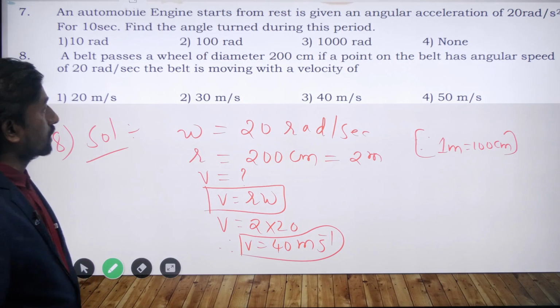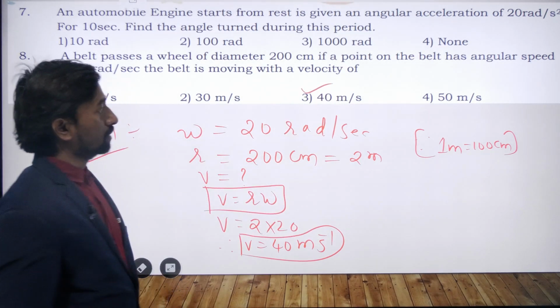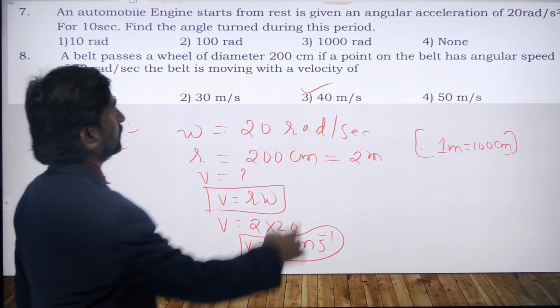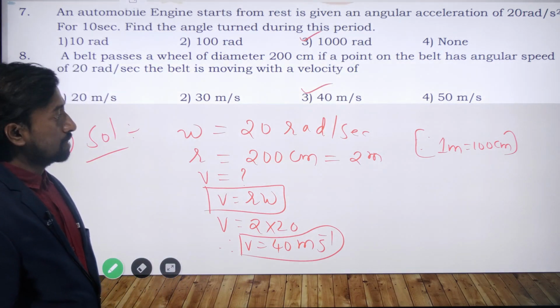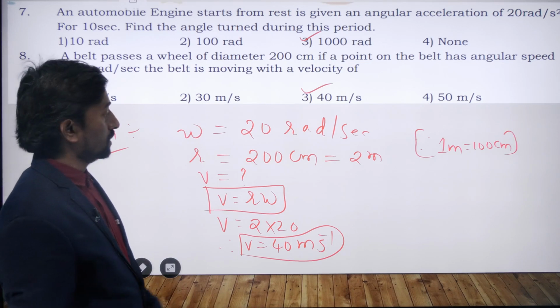40 meter per second. So what is the answer here now? This one will become the third one. It's clear, no? In the first one, what did we get as the answer? That also, the third one only we got as the answer. Okay. Is it clear? Yes. Now we'll see the next one.